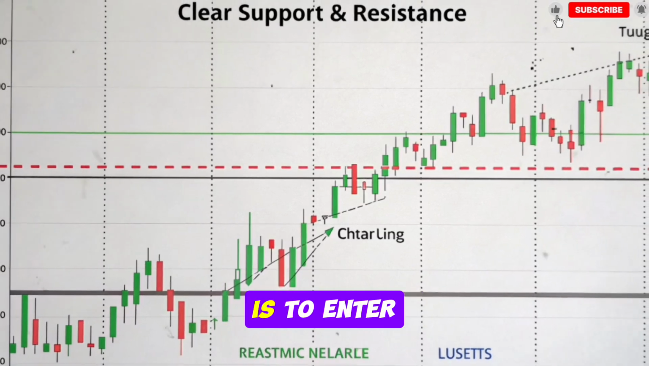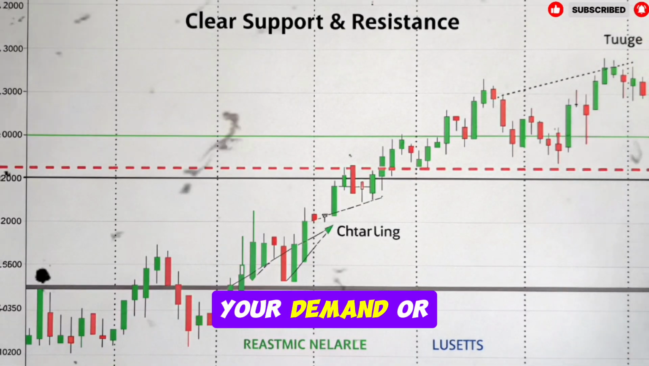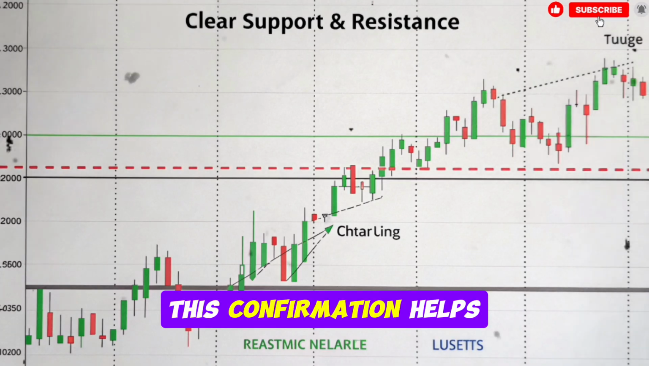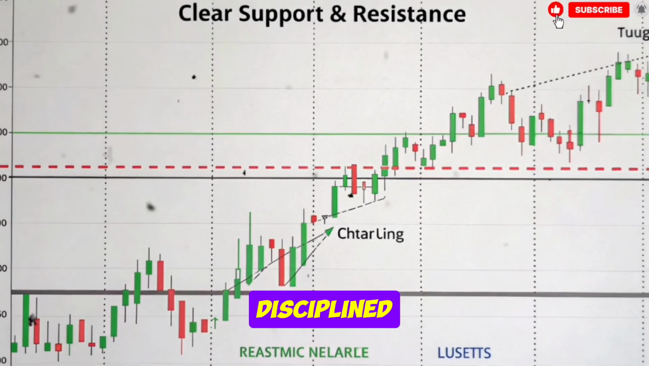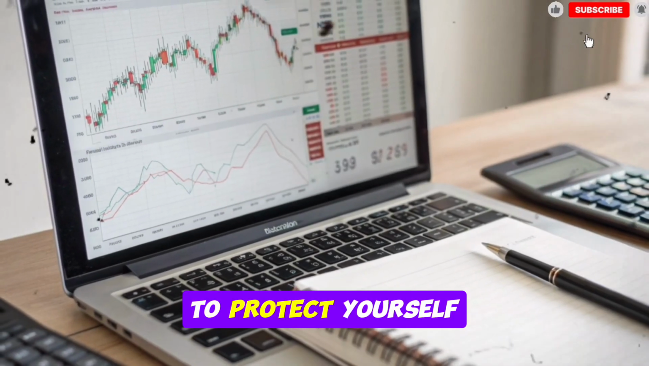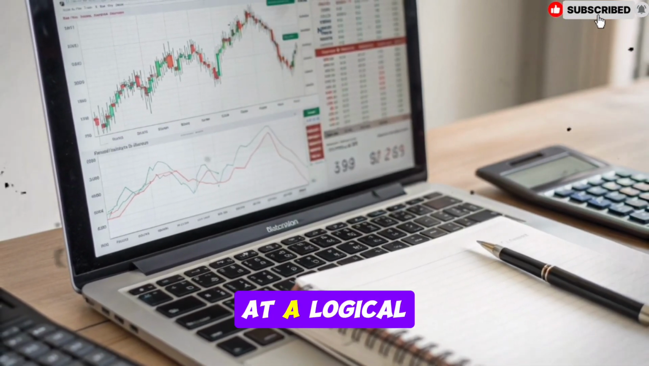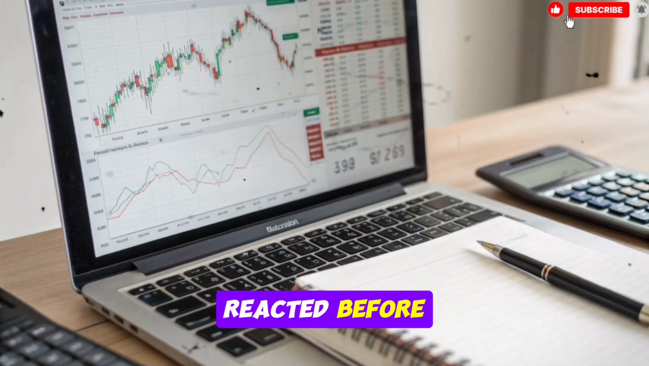The fifth rule is to enter the trade only after price closes inside your demand or supply zone. This confirmation helps filter out bad trades and keeps you disciplined. Once entered, you place your stop loss beyond the zone to protect yourself, and your take profit at a logical resistance or support level where price has reacted before.